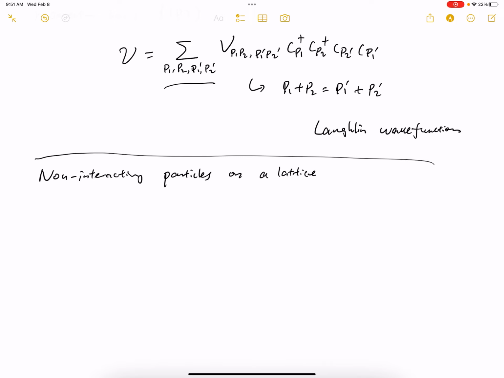And this can be either bosons or fermions. We're going to first treat them in the same way and then talk about the difference of the two. And this is actually one of the most important techniques you are going to learn in this class.